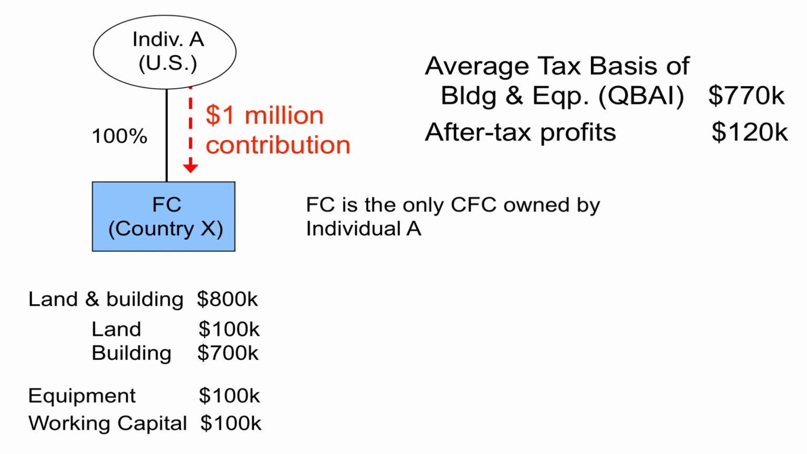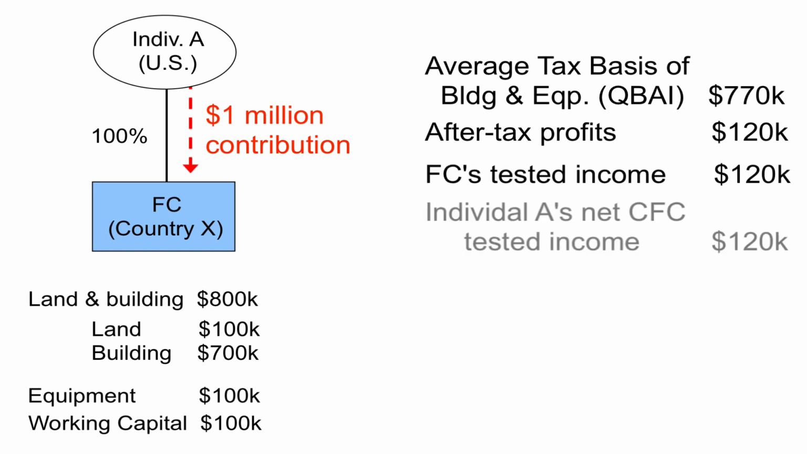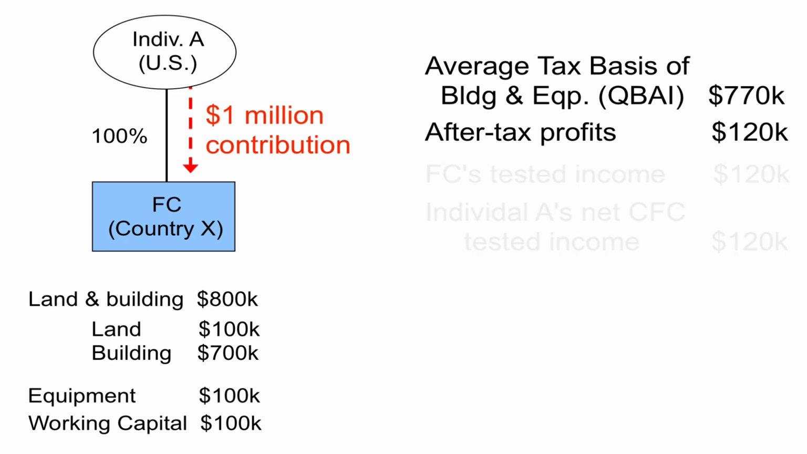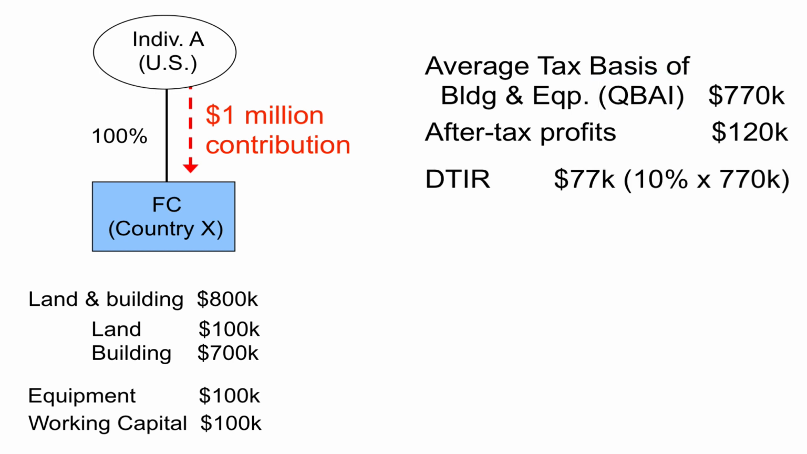FC is the only CFC owned by individual A. FC's tested income for the year is $120,000. Individual A's net CFC tested income is also $120,000. FC's QBI for the year is $770,000. Individual A's deemed tangible income return, or DETR, is $77,000, or 10% of $770,000.